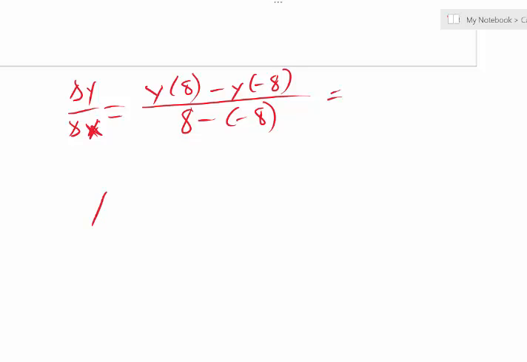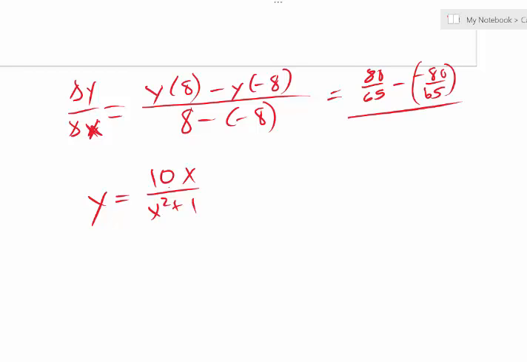And our function was, just as a reminder, 10x over x squared plus 1. So we plug 8 into this function, we get 80 over 65. We plug -8 into the function, we get -80 over 65. And the whole mess is going to be over 8 minus -8. That's like 8 plus 8, which is 16.